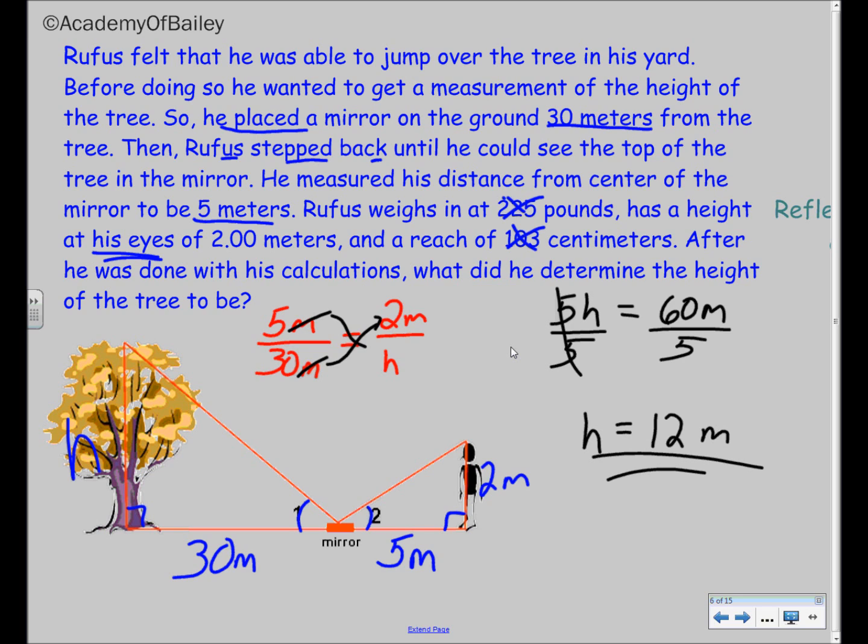What do you think the chances of Rufus jumping over a 12-meter tree? I think his chances are pretty darn good if somebody cuts the tree down first.